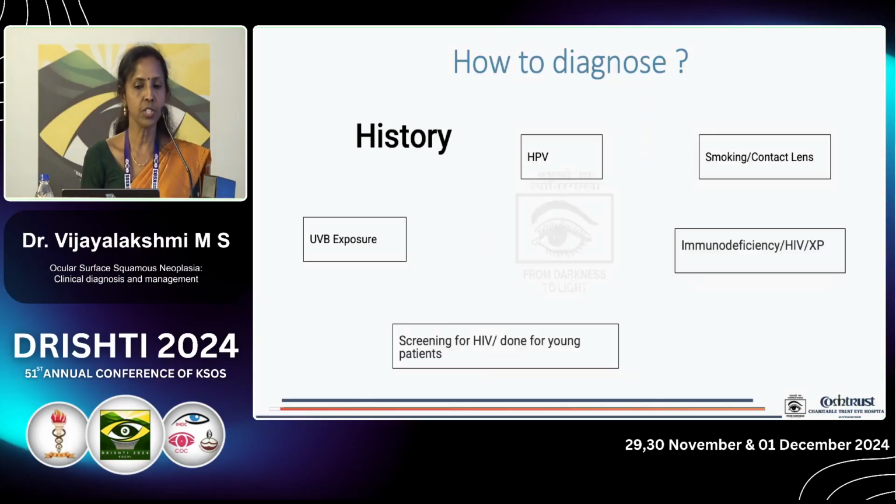Now, how do we distinguish them? How do you diagnose this? One, from the history, whether it is papillomavirus infection, exposure to UVB, smoking, contact lens, as I mentioned earlier. And if you get a young patient with OSSN, always screen them for HIV.